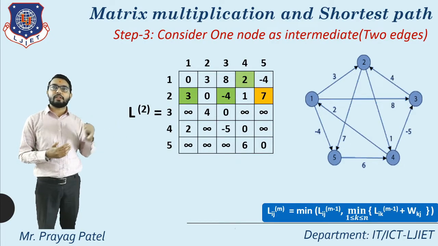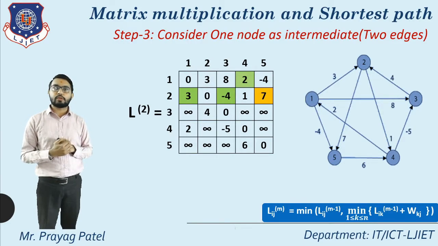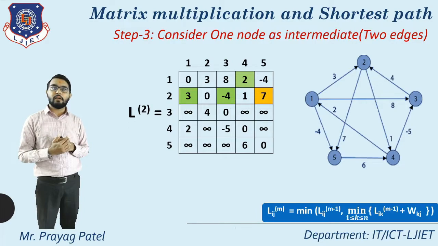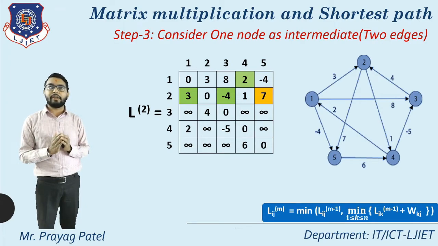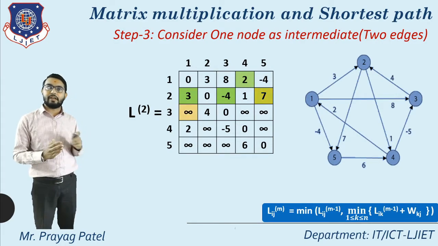Now consider the next location, location 2, 5. In location 2, 5, the direct distance equals 7. Now is another path possible to reach 2 to 5? Here no edge or node is available as an intermediate path, so consider 7 as it is.